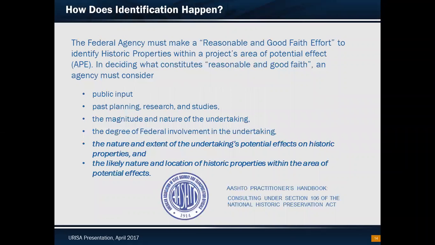So how does identification happen? Identification under 106 requires a reasonable and good faith effort, which should be scaled appropriately to what you're looking at. And importantly, it includes the likely nature and location of historic properties within the area.